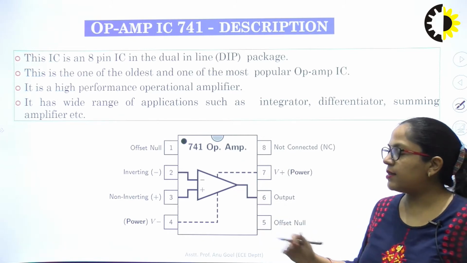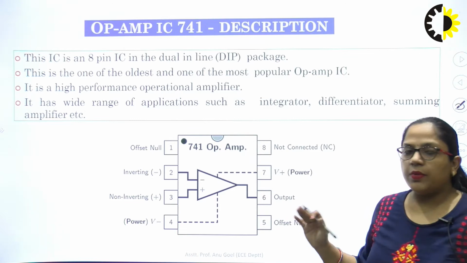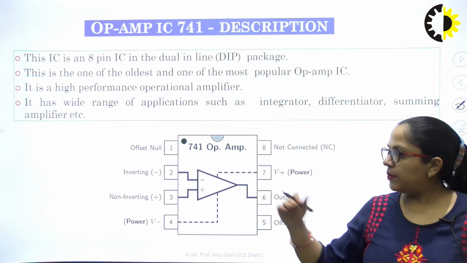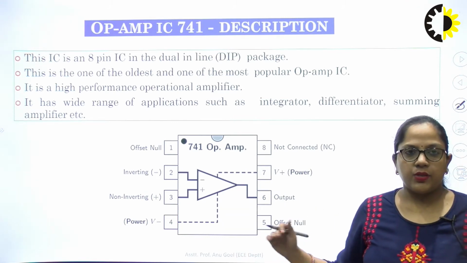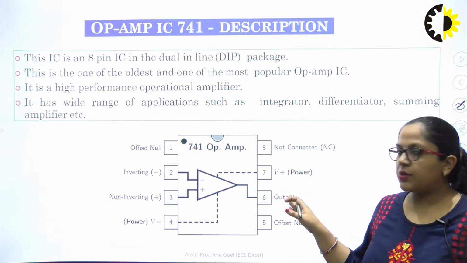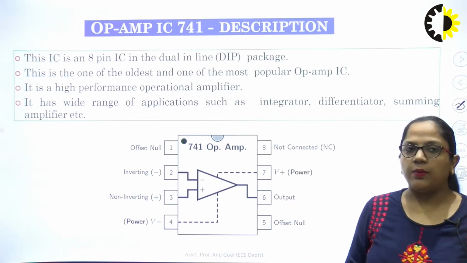The op-amp IC is an 8-pin IC where we have offset null at pin number 1 and 5. Pin number 2 is to provide the inverting input. Pin number 3 is to provide the non-inverting input. Pin number 4 is to provide the negative power supply. Pin number 7 is for positive power supply. Pin number 6 is to observe the output signal, and there is no connection at pin number 8.